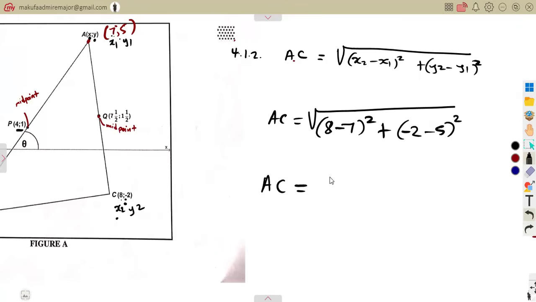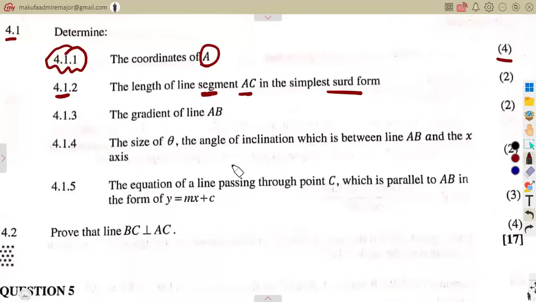So that was going to give us AC. Use your calculator in surd form. That was 5 square root of 2. Remember, the length is measured in units. So this is the simplest surd. The question is not just in surd form, but in simplest surd form.